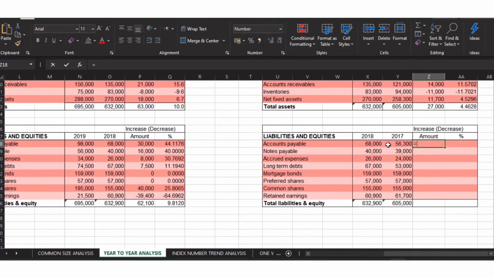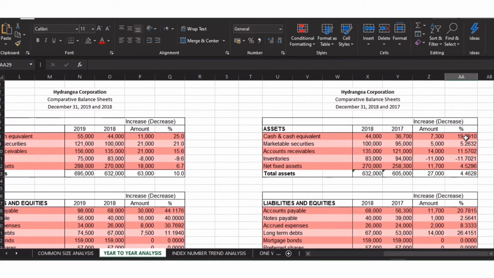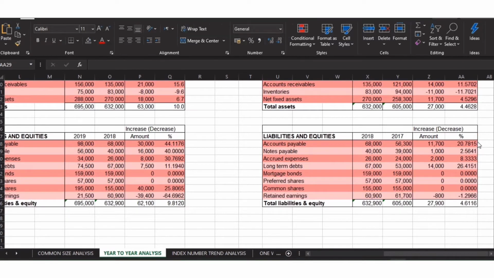Next, for liabilities, the current year amount minus the base year amount. The percentage change, the amount we calculate here, divide by the 2017 amount, and then multiply by 100. You will get 20.78%. There is a significant increase in percentage change for cash and account receivable, which records 19.89%, and the total asset records 4.46%. Next, for liabilities, there is a significant increase for accounts payable and long-term debts, which records 20.78% and 26.41%.